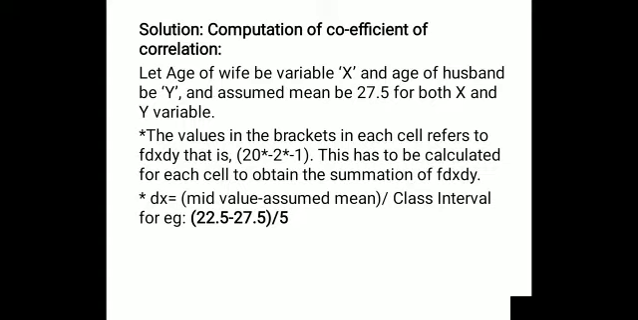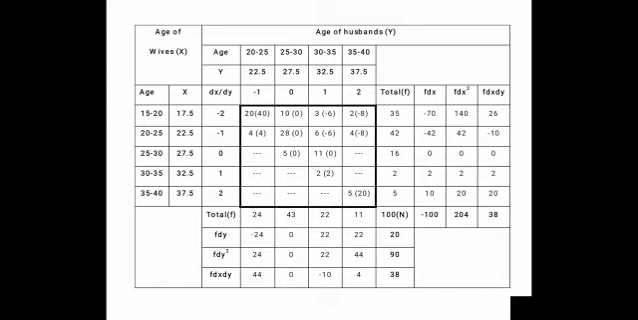Let age of wife be assumed as x and age of husband as y, and the assumed mean of x be 27.5, and the same for the y variable. The values in the brackets in each cell refer to f dx dy. I'll explain that in the table part. Here, dx is equal to mid value minus assumed mean, that is x minus x bar, divided by class interval. So this is the table for the calculation of correlation.